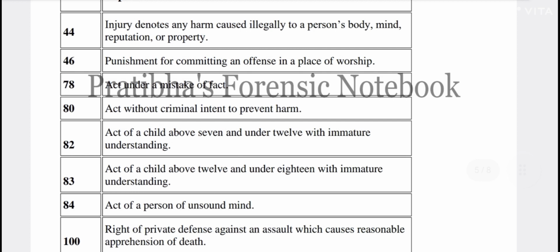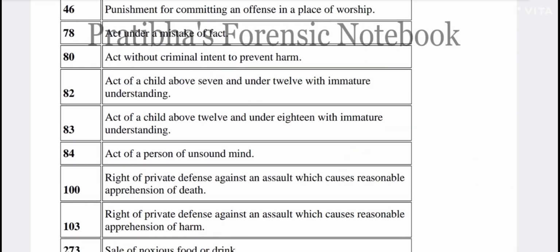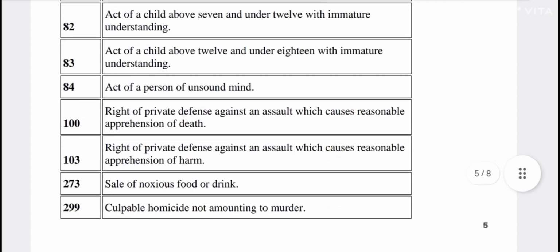Then 78 is under mistake of fact. Then 80, act without criminal intent to prevent harm. Then 82 is act of a child above 7 and under 12 with immature understanding, or we can say homicide by a child aged 7 years or more and less than 12. Then 83 is the same as above, but the age differs: child above 12 and under 18. Then 84 is act of a person of unsound mind, basically homicide done by a person of unsound mind.